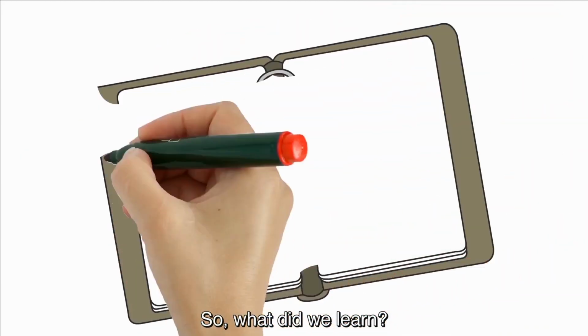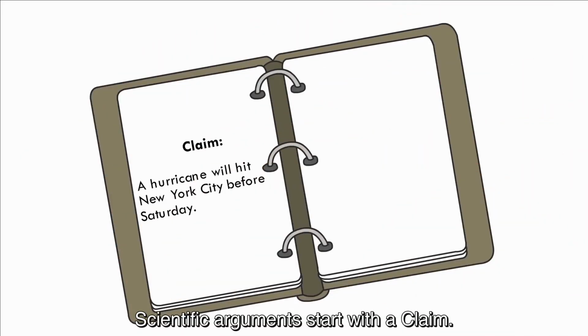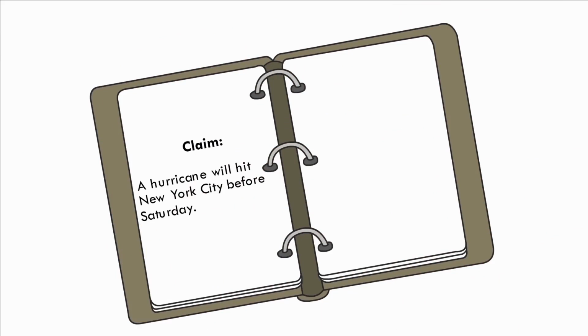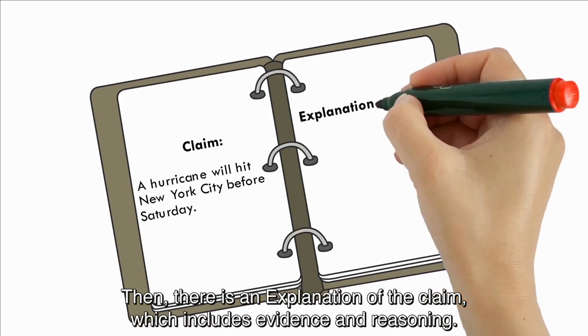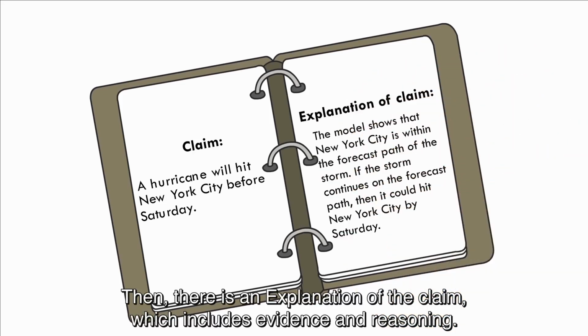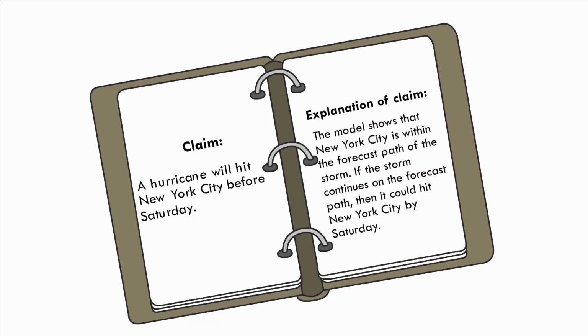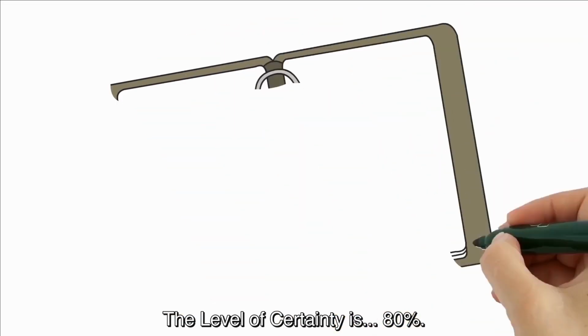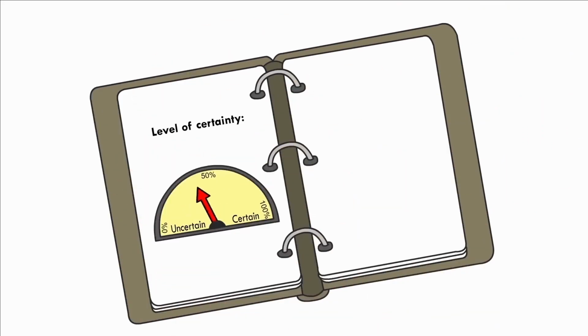So, what did we learn? Scientific arguments start with a claim. Claim: a hurricane will hit New York City before Saturday. Then there is an explanation of the claim, which includes evidence and reasoning. Explanation: The model shows that New York City is within the forecast path of the storm. If the storm continues on the forecast path, then it could hit New York City by Saturday. The level of certainty is 80%.